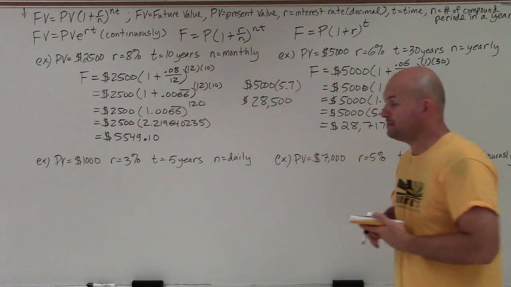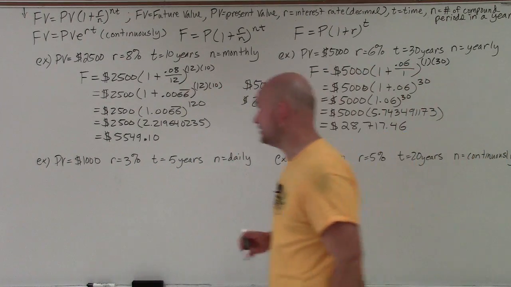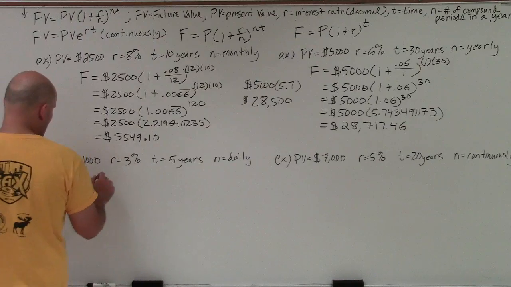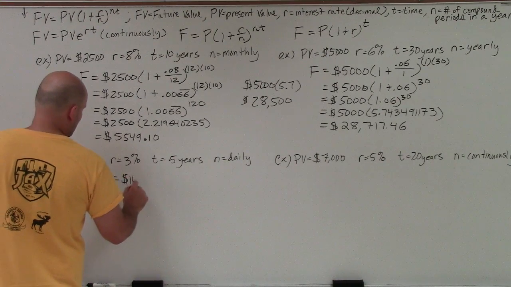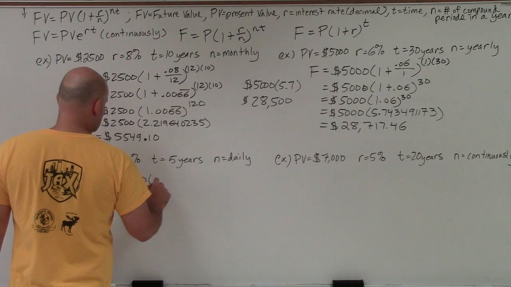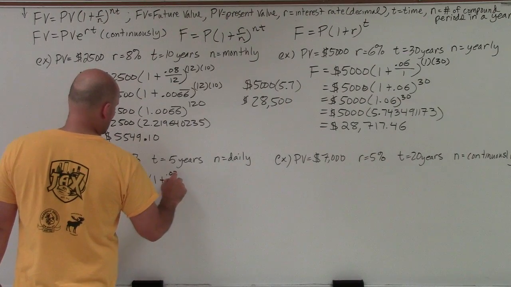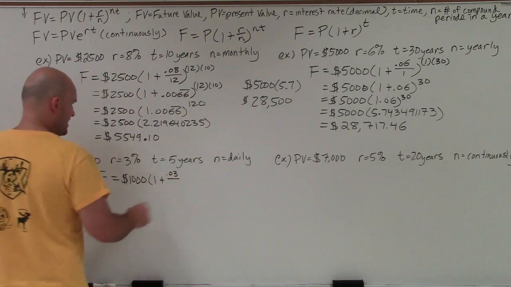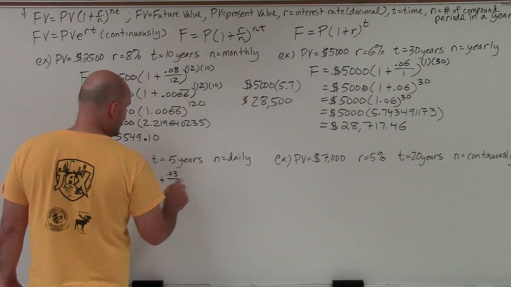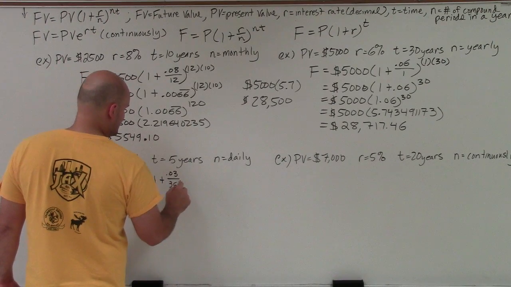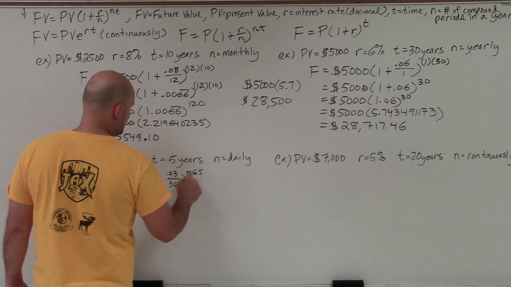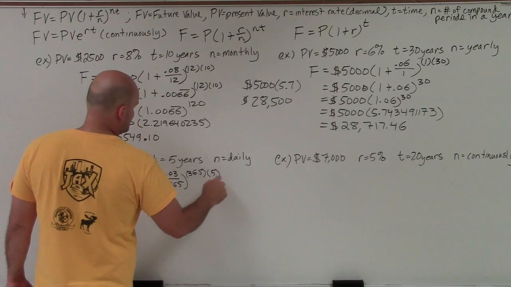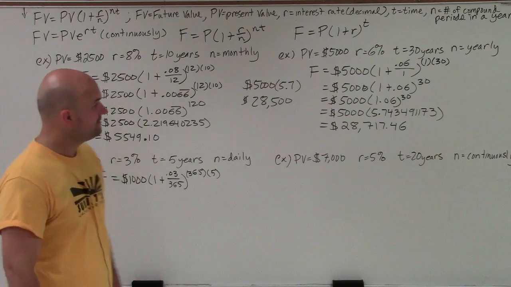All right, for the next one, I'm going to show you how to type it into your calculator. Again, we still want to write it out. Final value, we don't know. Present value is 1,000 times 1 plus 0.03 divided by daily. How many days do we have in a year? 365, or at least that's what we're going to use. 365 times 5 years.